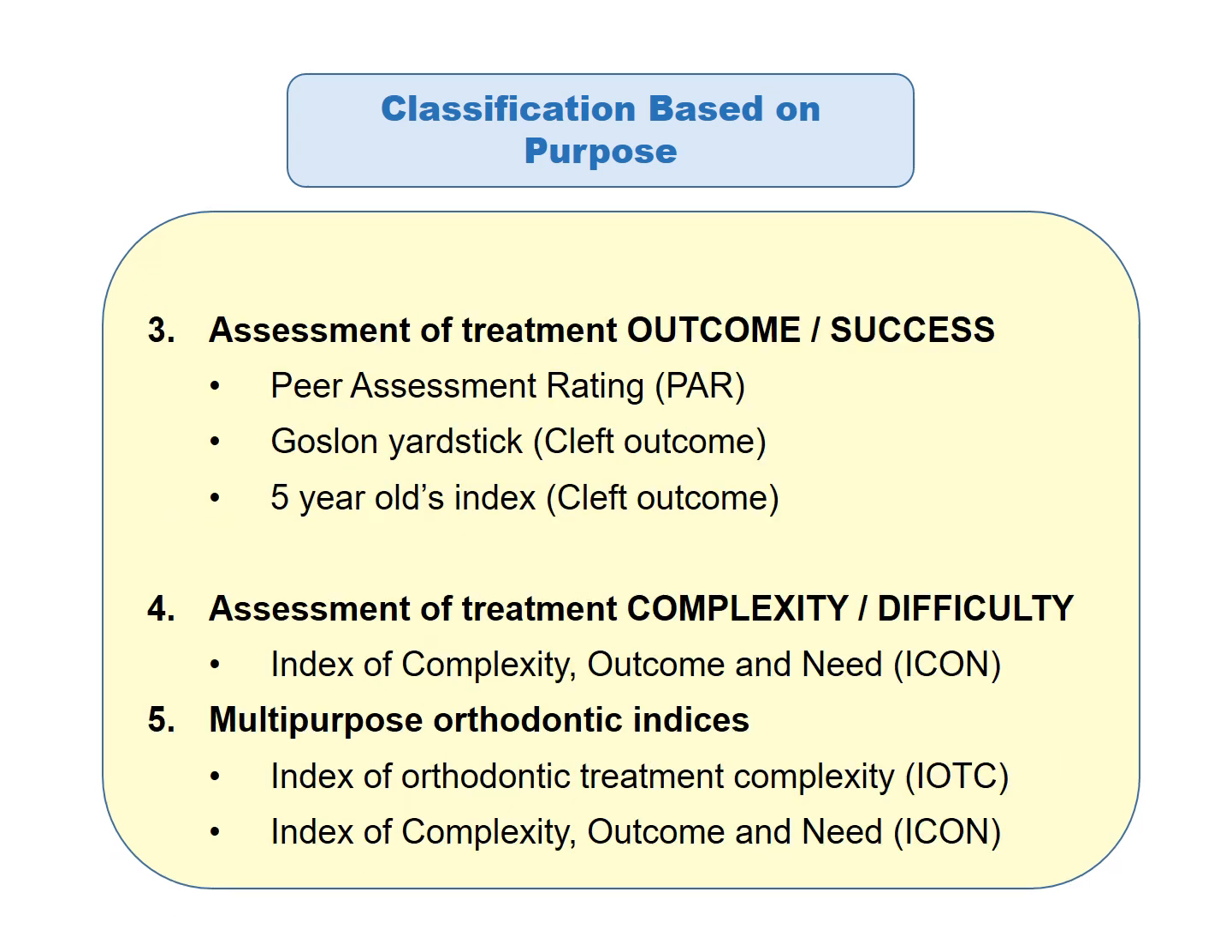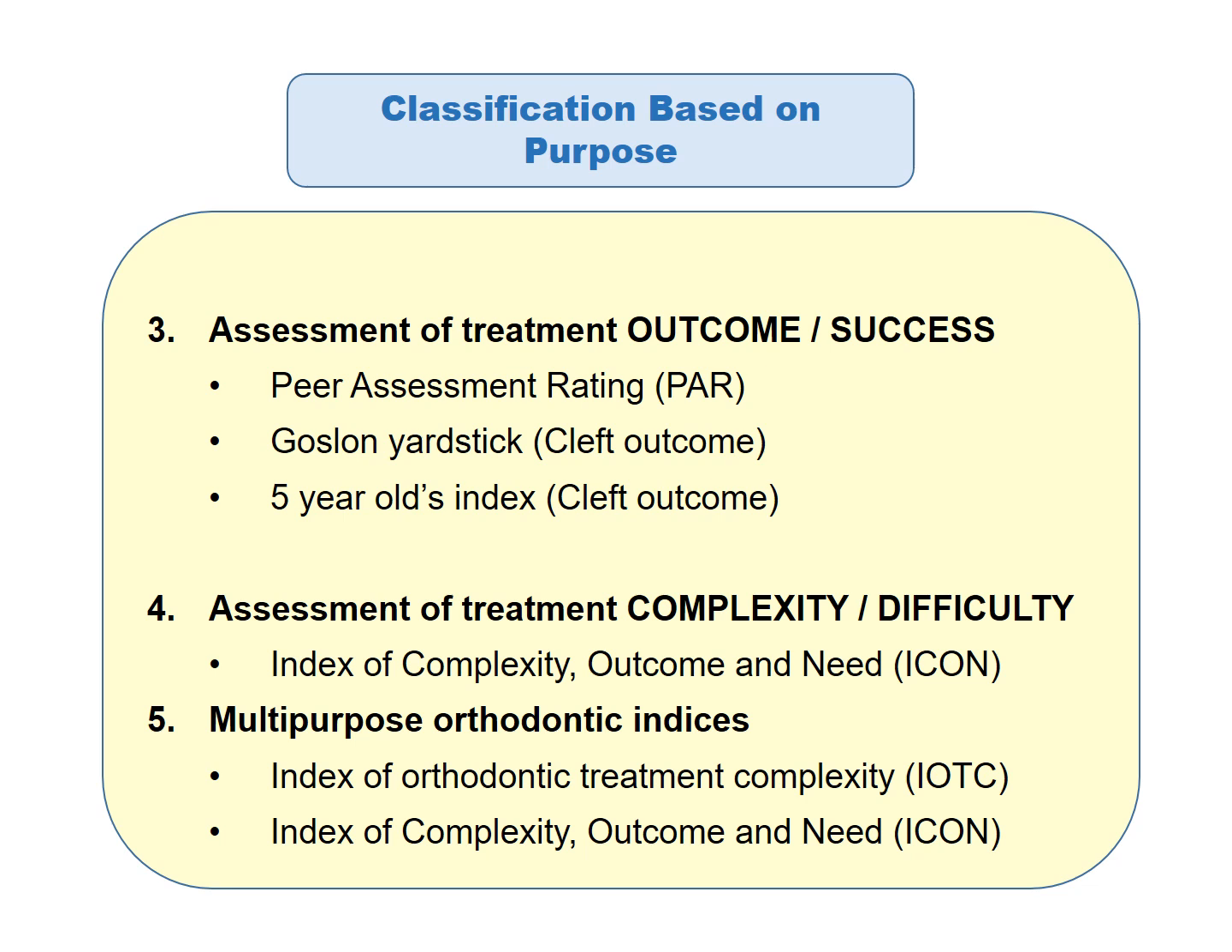Now, the third purpose of using an index is assessment of treatment outcome or success, and under this group we have the peer assessment rating, or PAR. We have the Gosselin yardstick and the 5-year-old index, both of which are used for cleft patients. The fourth purpose is assessment of treatment complexity and difficulty, and under this we have the index of complexity, outcome, and need, or the ICON.